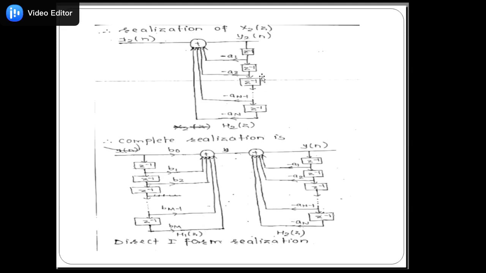If you consider the direct one form realization, the complete realization will be a combination of these two. In the first structure, input side H1(z) and H2(z) can be realized in direct one form. As it is, you have put the H1(z) and H2(z) realization.